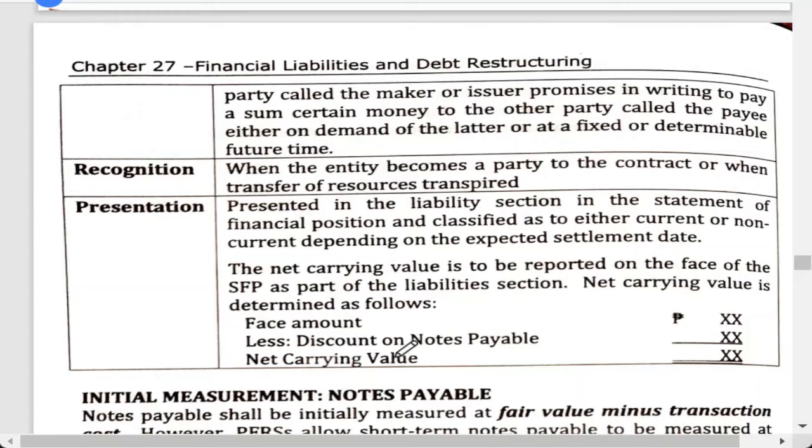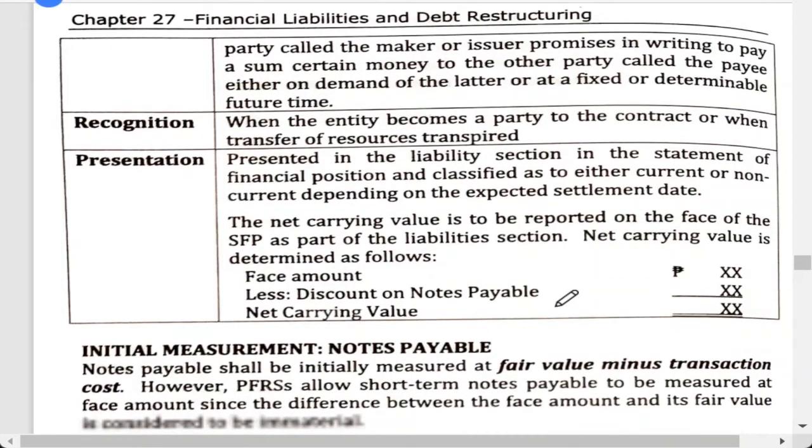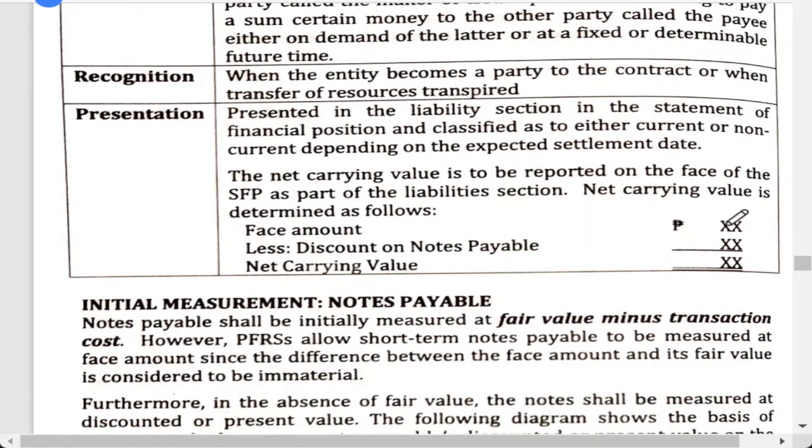In addition, you have to present the notes payable at net carrying value. The net carrying value is to be reported on the face of the SFP as part of the liability section and shall be computed as follows. We have the face amount deducted by the discount on notes payable, and you will get the net carrying value. So that is for the notes payable.